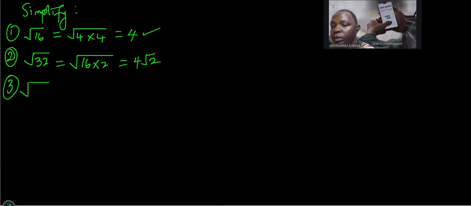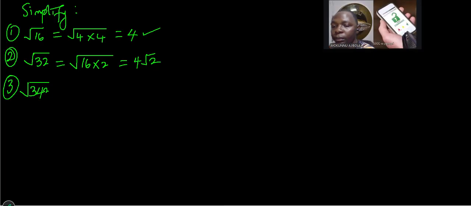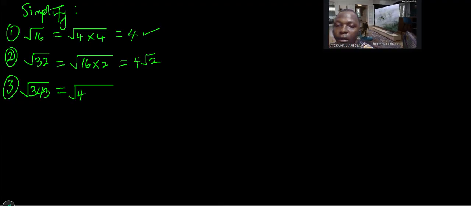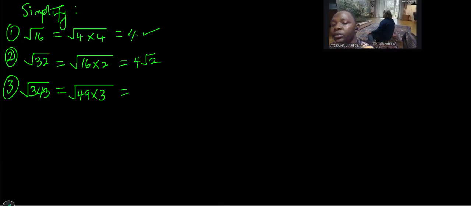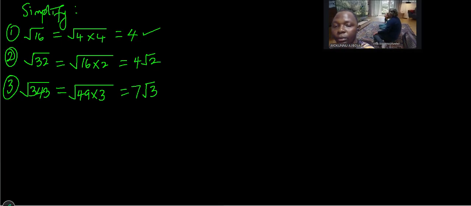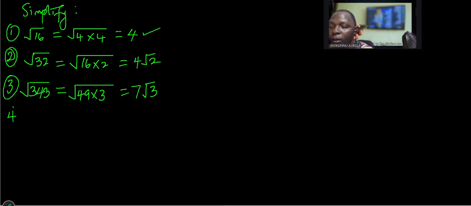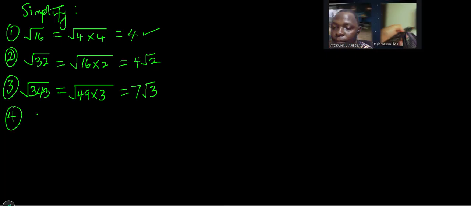Alright, no problem. So the other one is root 343. In this, we also look for a perfect square, which is 49, then times 7. So the square root of 49 is 7. We have 7 root 7. Then there is another question here.